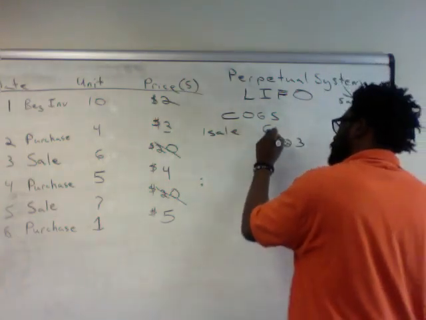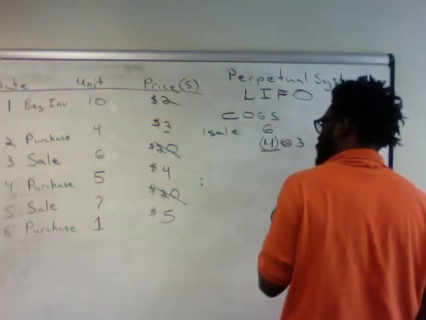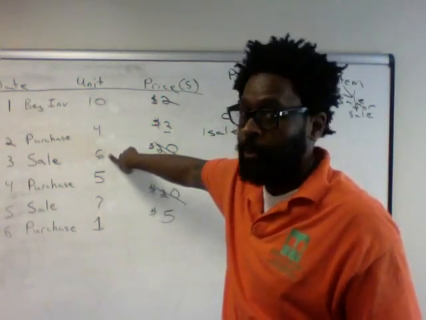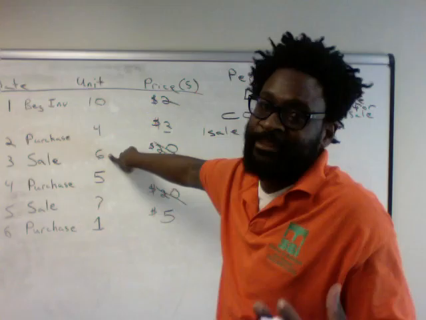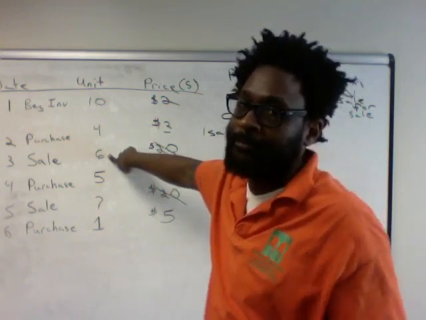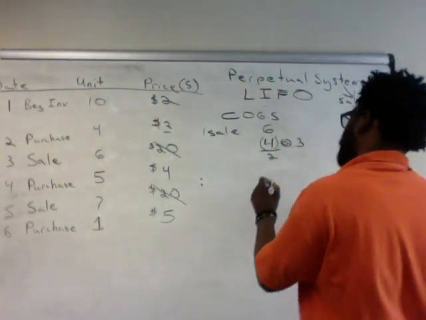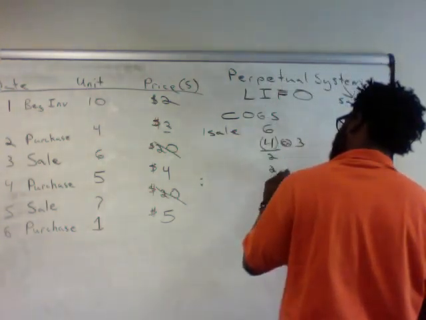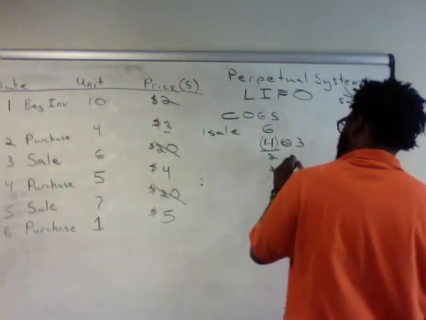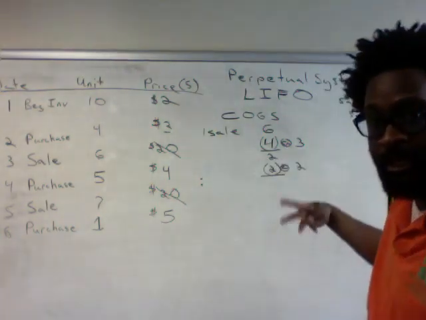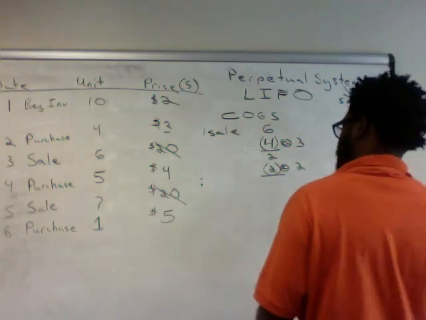How many more units are we looking for out of that sale? 2 left. We are right here. And where's the only other place as of the 3rd that we can get those 2 units from? Beginning inventory, because none of the other ones exist. So we only need 2 units at beginning inventory, and the 2 units at beginning inventory cost us $2. We've taken care of the 6 units now.